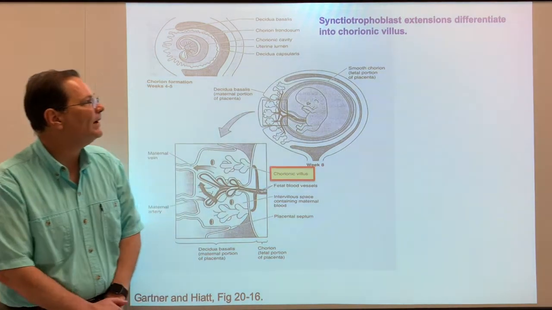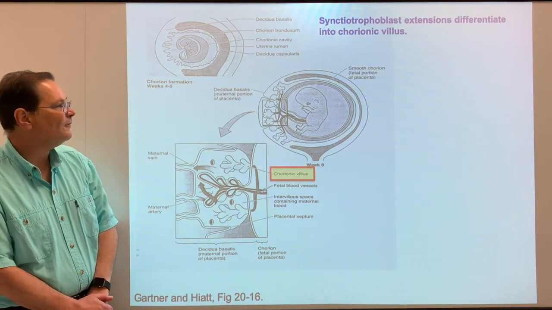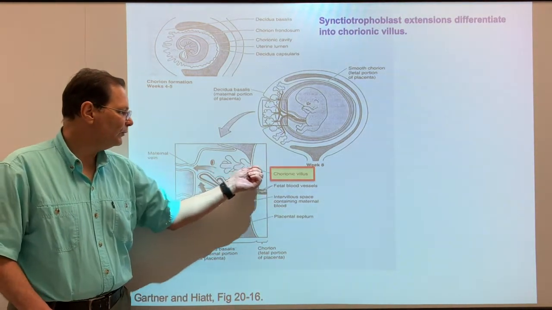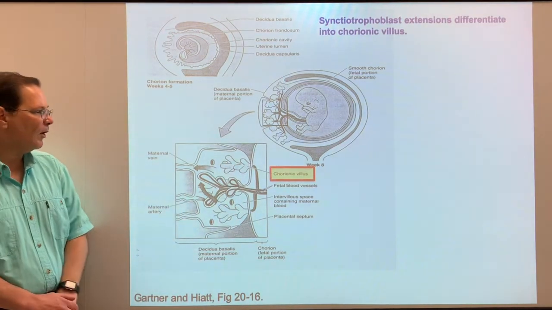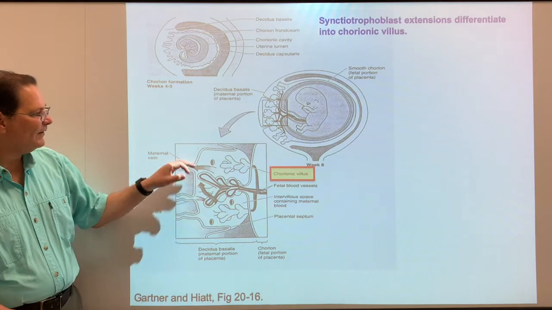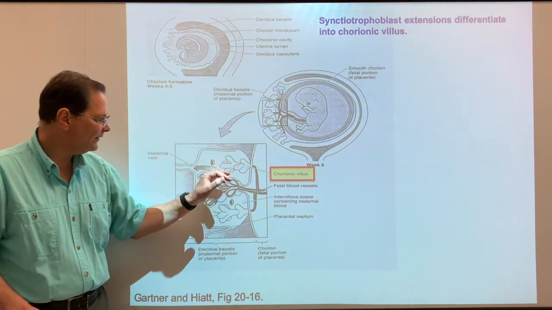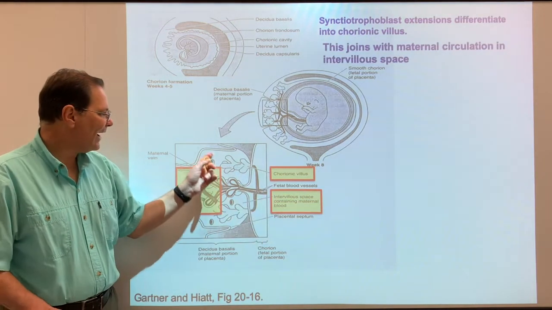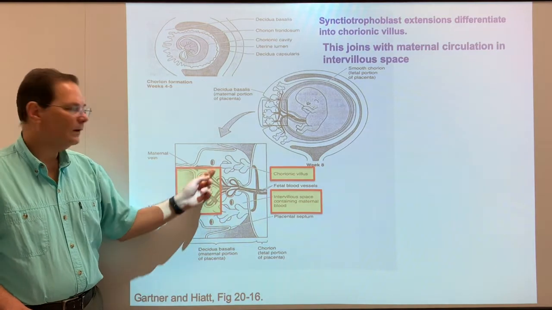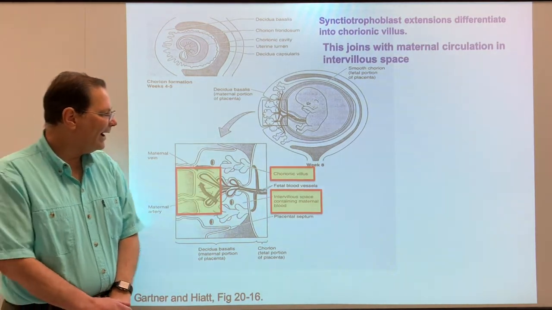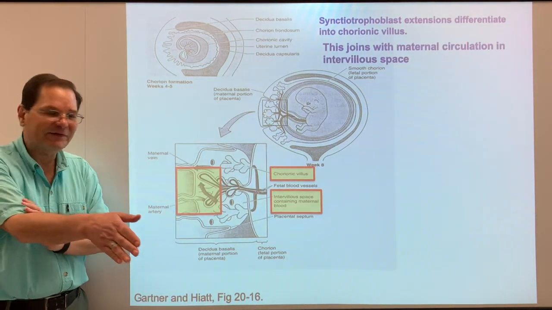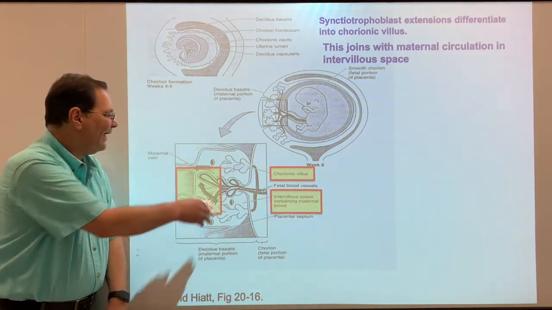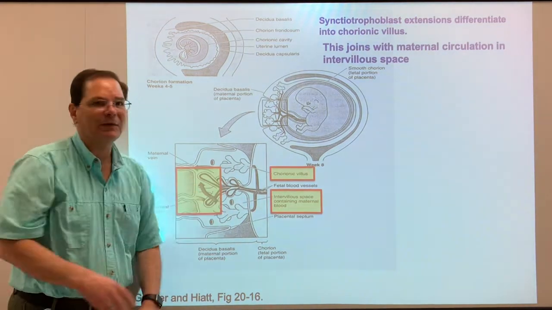The syncytiotrophoblastic membrane that I talked about, these extensions differentiate into what's known as the chorionic villus. And what that means is they punch through into the maternal part of this interface. So what you have here is your chorionic villus, and it's punched through into this space, the intervillous space. And this actually contains maternal blood. Okay, so you have this chorionic villus sticking into this space. It's surrounded by maternal tissue, and then that is surrounded by this big space with blood in it.